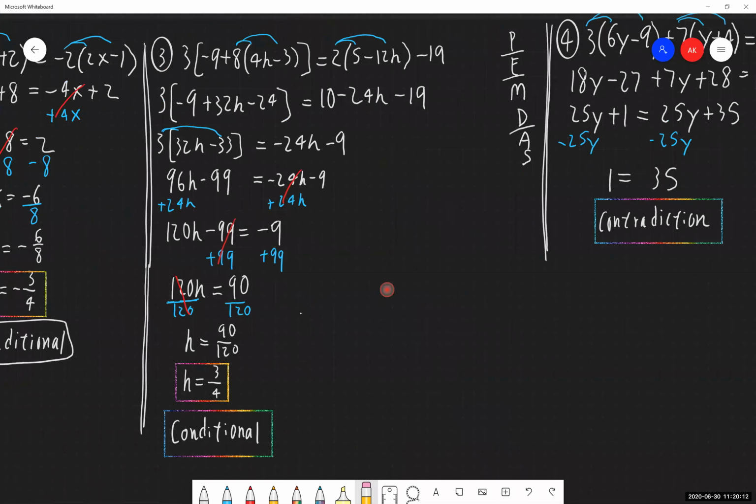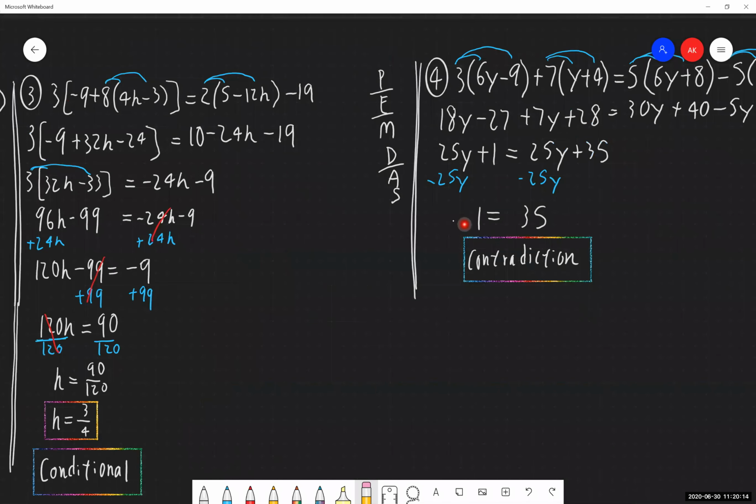And then lastly, our contradictions are just super weird. Number equals a completely different number. That's not true at all. And we get contradictions from there.